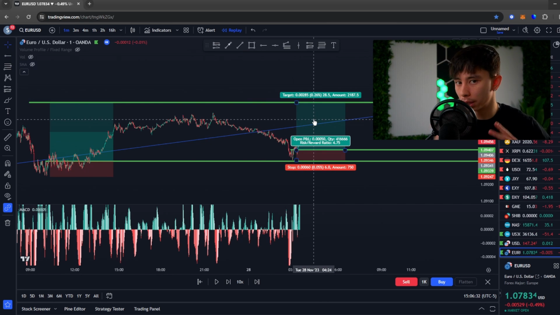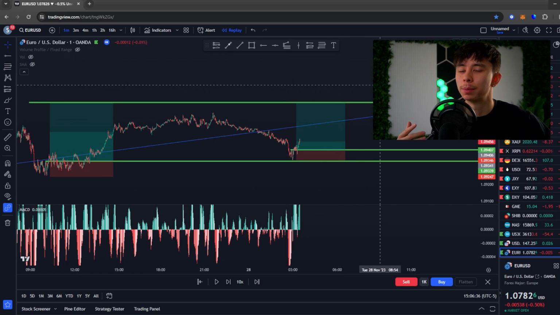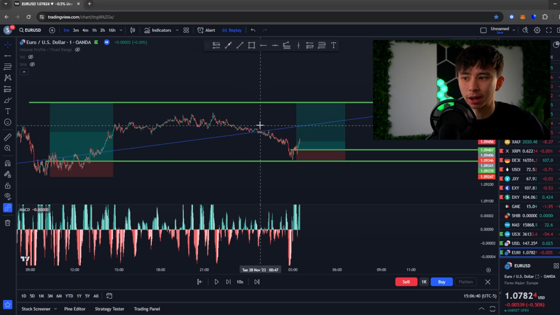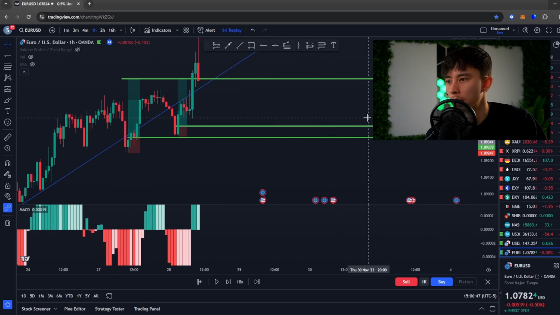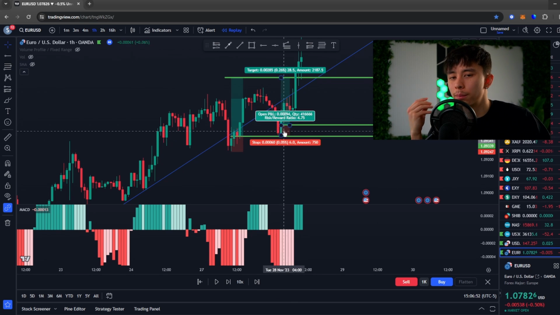Now we have, you know, bigger risk to reward, smaller stop loss, better entry, because now we actually picked the bottom of the trend rather than it being exactly on the trend line. Now all we have to do is let this play out. And as you can see, it goes right up. And that's how you can perfectly pick the bottom of these trends.